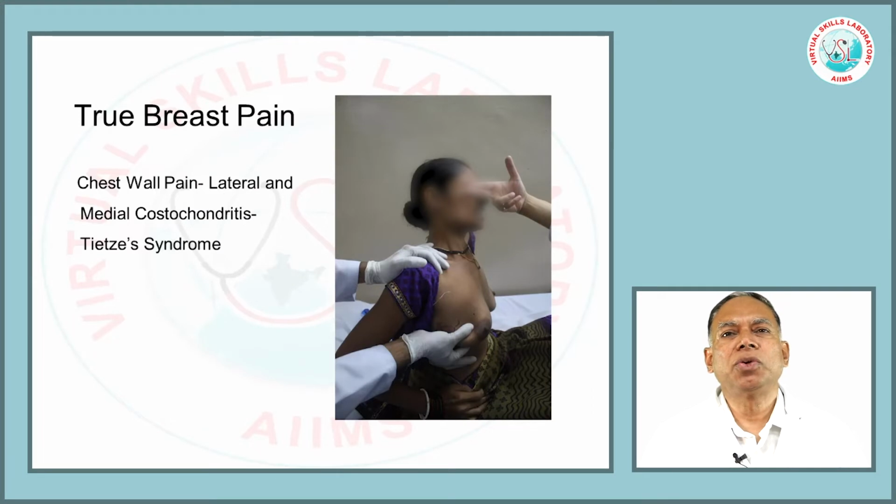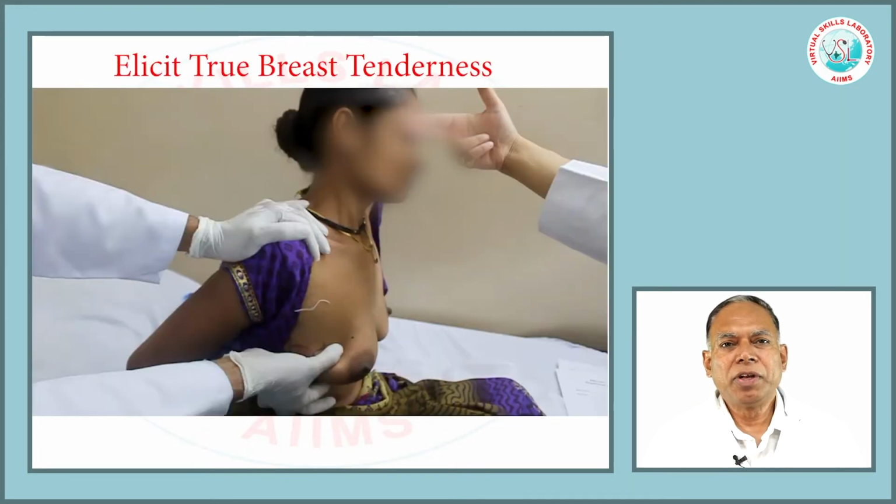When a lady presents to you in the breast clinic with symptom of breast pain, your first duty is to distinguish the true breast pain arising from the breast tissue from those causes where pain is a result of musculoskeletal disorder from the lateral chest wall or from the medial part of the chest from the costochondritis, commonly called Tietze syndrome. This video clip will explain how we elicit true breast tenderness.